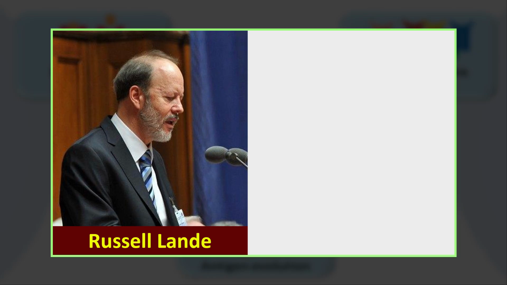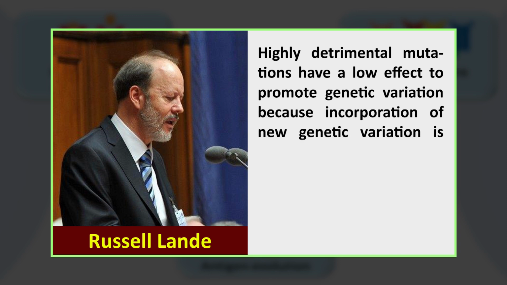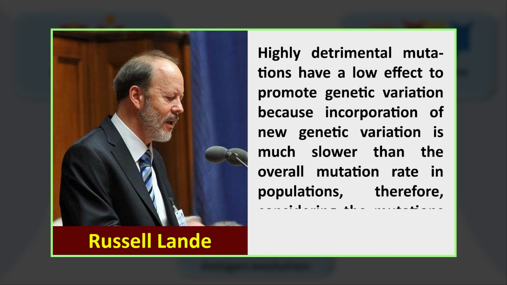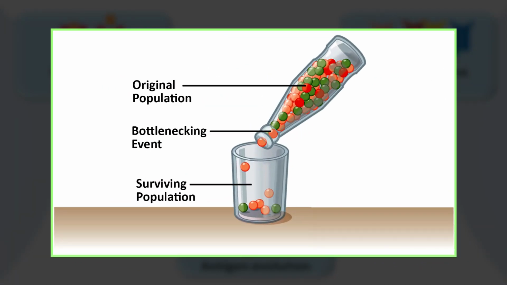Lande in 1995 has suggested that highly detrimental mutations have a low effect to promote genetic variation because incorporation of new genetic variation is much slower than the overall mutation rate in populations. Therefore, considering the mutations are not detrimental, the effective population size needs to be in the order of 5,000 to ensure long-term viability of the population. So, random genetic drift is the major driving force that changes the allele frequencies in small populations.